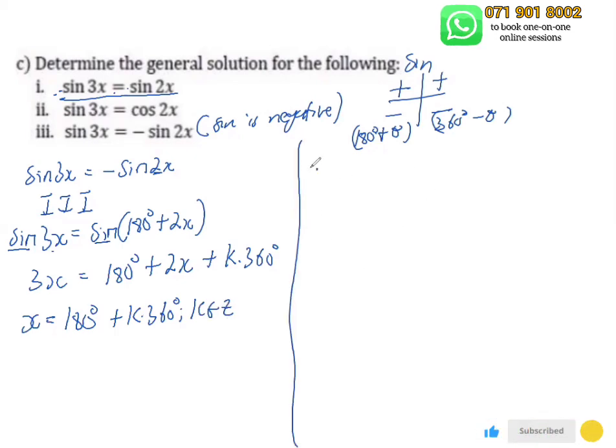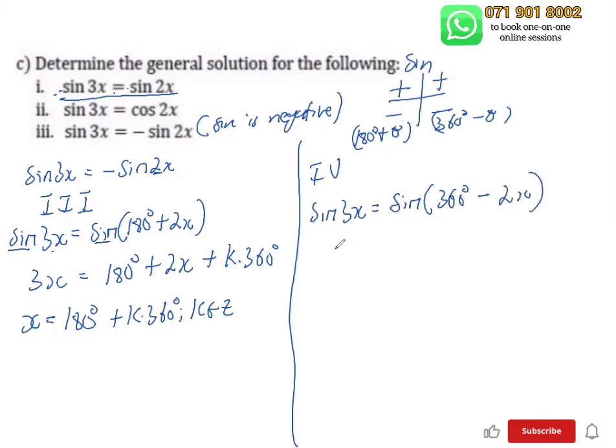Now, within the fourth quadrant, again, we're going to say our sine 3x equals what? Now, we write this in terms of the fourth quadrant. So it's going to be 360 degrees minus the reference angle 2x, so minus 2x. We're going to drop down the 3x and also the 360 degrees minus 2x. Then we're going to have plus k 360 degrees.